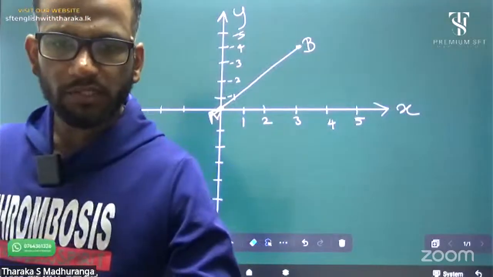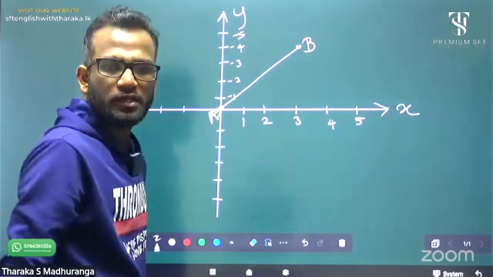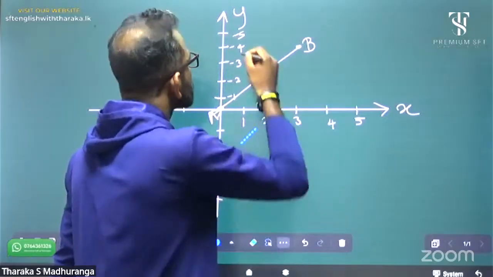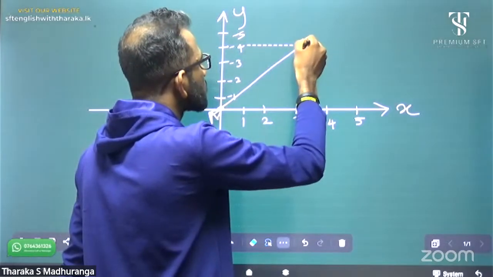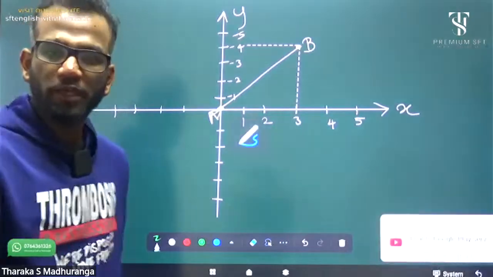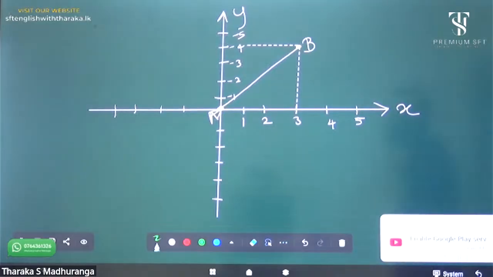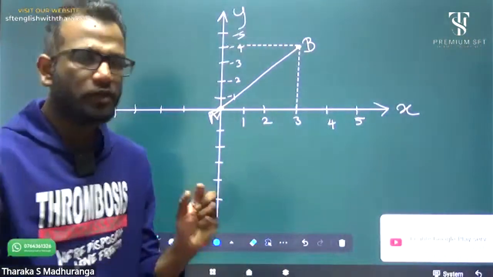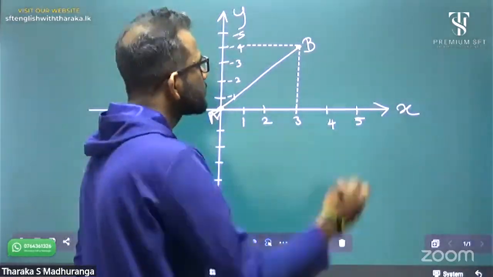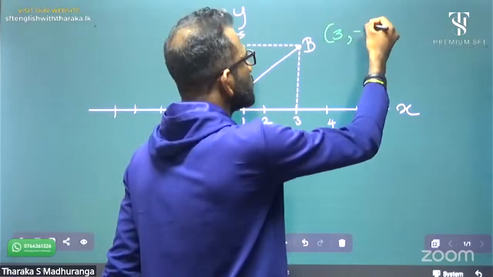Coordinates of point A, very good. It's 0, comma 0. Coordinates of point B? How to write coordinates? Very good. X-axis value, comma, y-axis value. I think you can remember. X-axis value 3, comma, y-axis value minus 4.